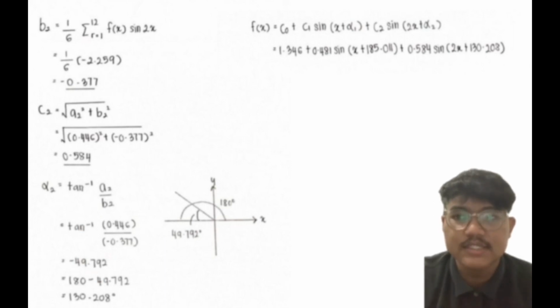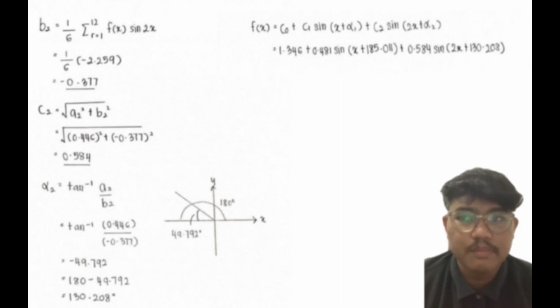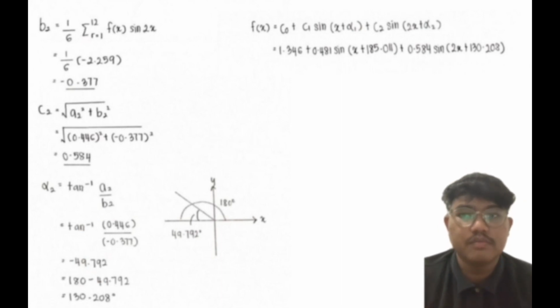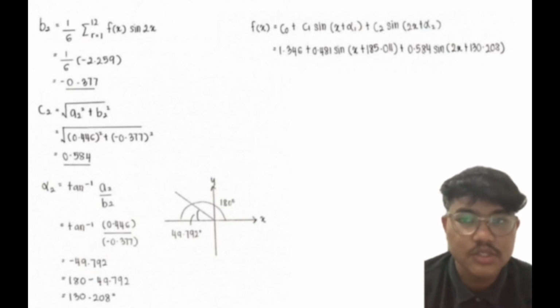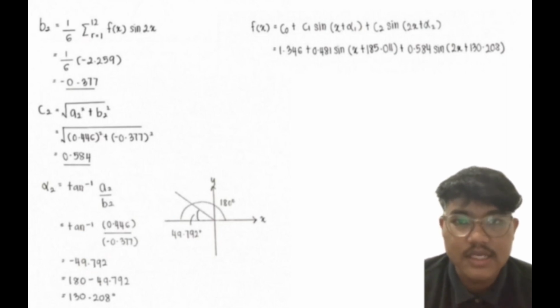For the last step, we need to find the fx. Fx equals c naught plus c1 sine x plus alpha 1 plus c2 sine 2x plus alpha 2. And the last answer is 1.346 plus 0.481 sine x plus 185.011 plus 0.584 sine 2x plus 130.208. And that is the last answer.